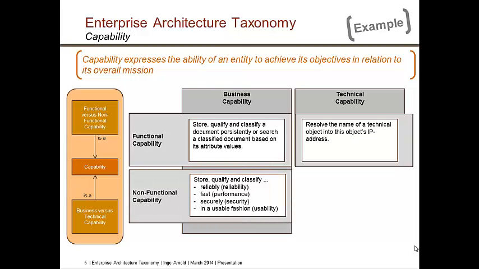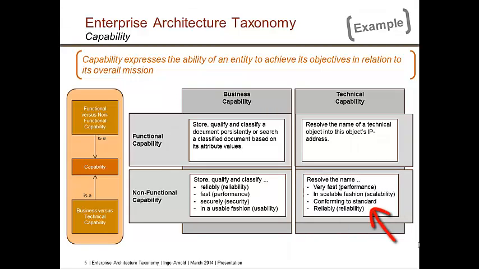In contrast to functional capabilities, non-functional capabilities do not express what a system will do, but rather how a system will do what it does. So non-functional capabilities express a system's quality attributes. In the case of business capability, so the left vertical pillar here on this slide, non-functional capabilities are stating the need for the function, which is outlined above, to perform and execute reliably, fast, securely, as well as in a properly usable fashion. A similar set of non-functional capabilities express the quality needs for the technical capability on the right-hand side.